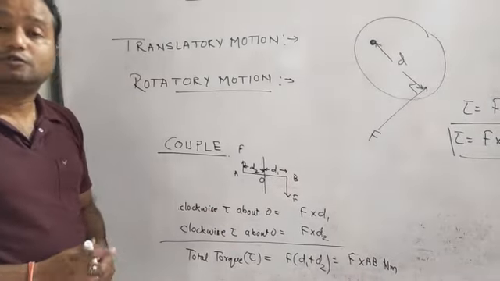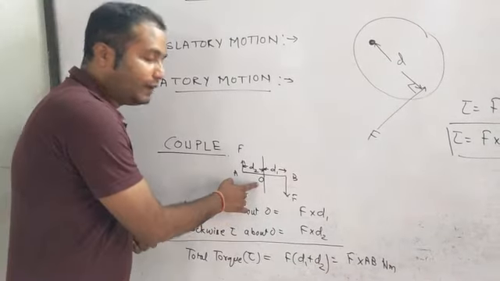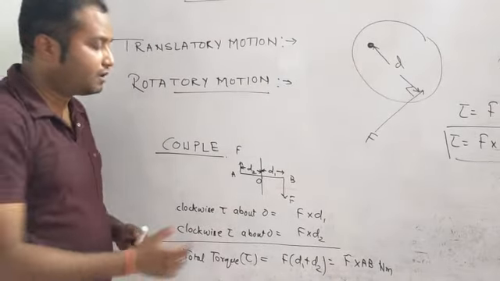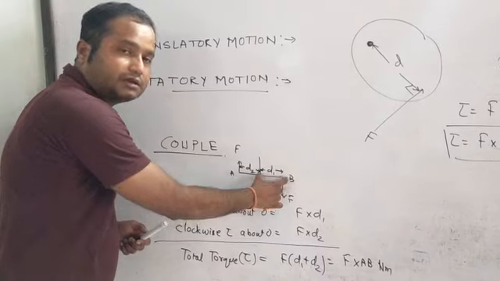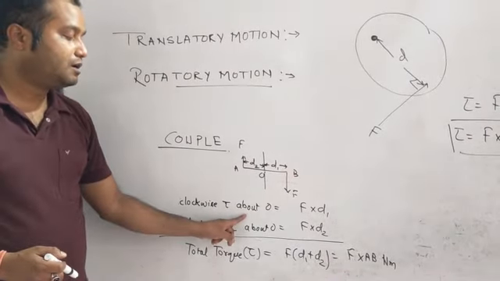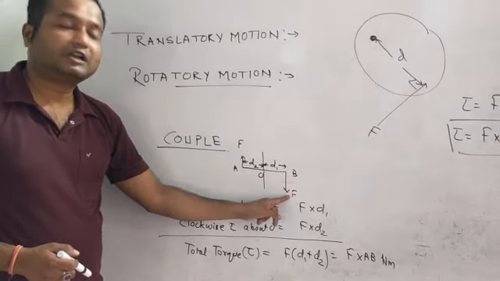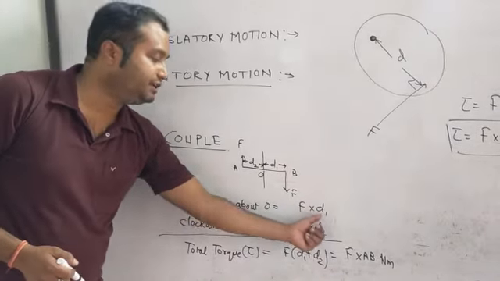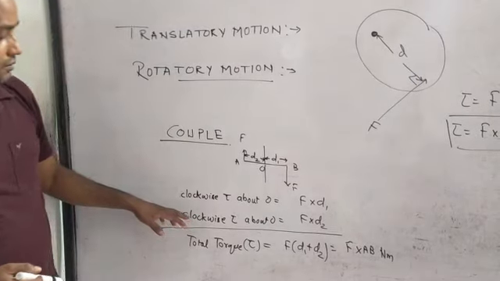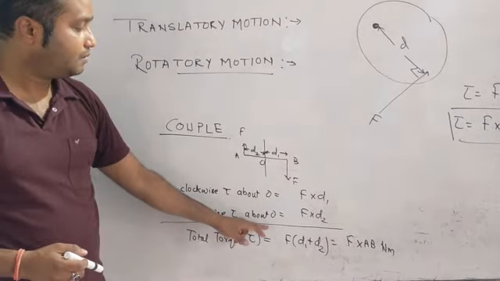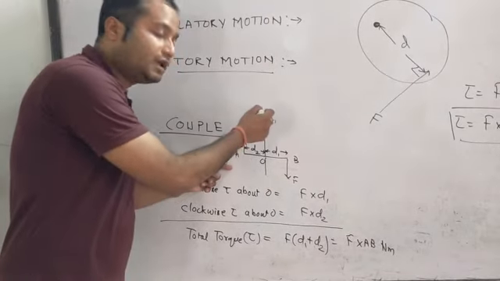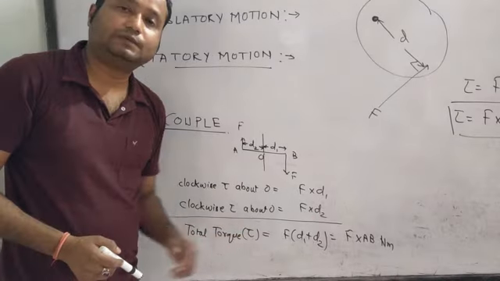Now if I find out torque about a fixed point O, let's say this is your fixed point. First I'll be finding out torque about O from B in this part. For this part, my clockwise torque will be force, which is F, multiplied by perpendicular distance, which is d1, obviously SI unit Newton meter. If I find out clockwise torque about O from point A, which is again clockwise if you see, it will be F multiplied by d2.